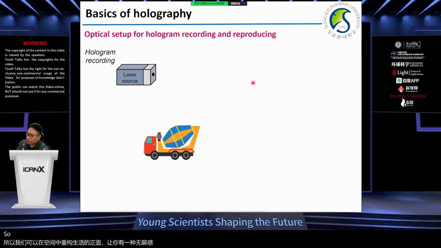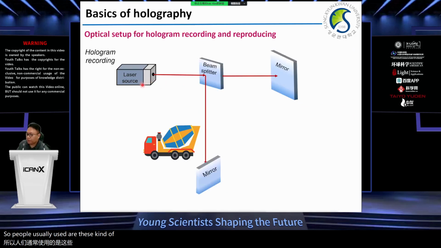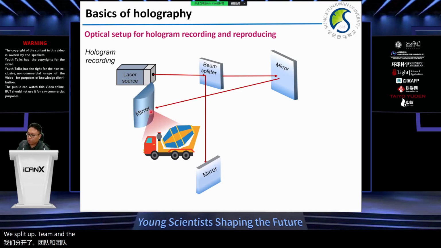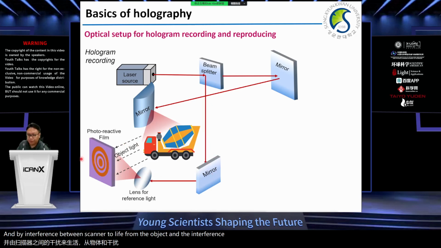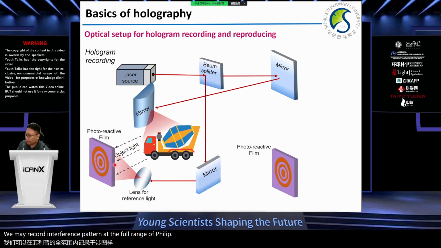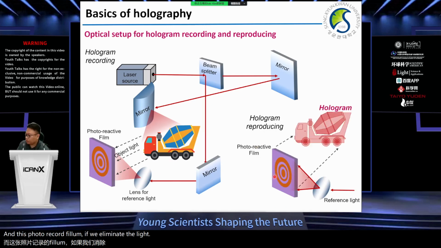In the conventional way to encode hologram images, people usually used this kind of optical setup. First, we split the beam, and one of the beams will be illuminated on the object. By interference between the scattered light from the object and the reference beam, we can record the interference pattern on the photoreactive film. If we illuminate light onto this film, then we can reproduce the encoded hologram.